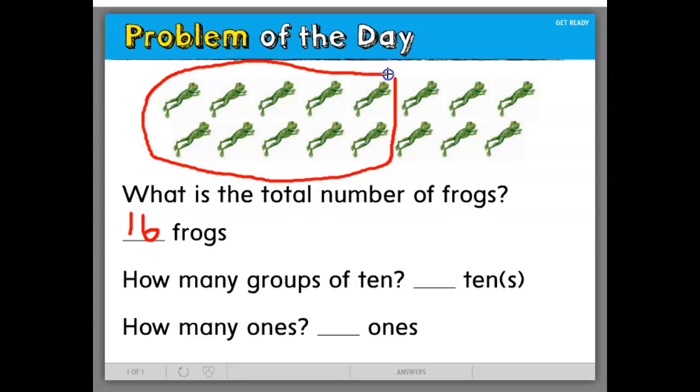Can I make any more groups of 10? No, because I don't have enough. So I have 1 ten, and how many ones? 6 ones. Very good.